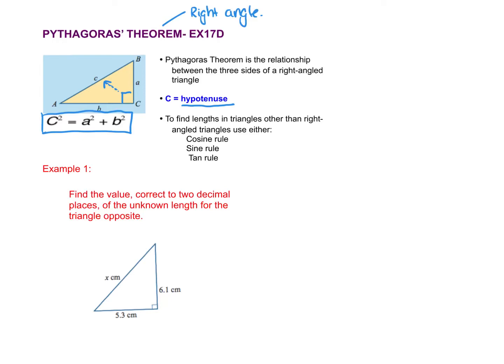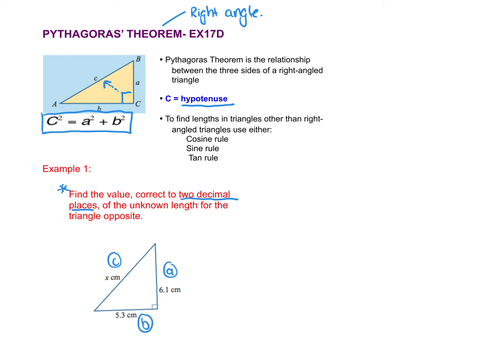Start recording. So we're going to find the value correct to 2 decimal places. So let's start underlining those things. And the other thing is, obviously, we'll label our triangle. This is C. Doesn't matter which sides are A or B. C just has to be the hypotenuse.